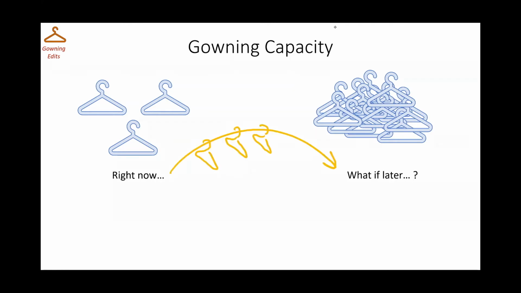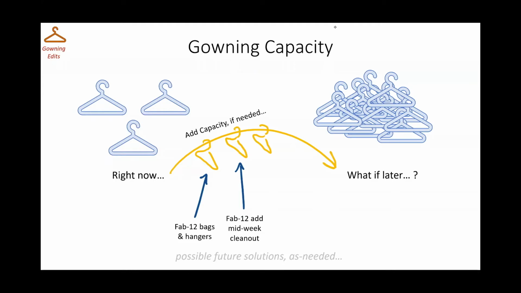In that case, what we can do is add capacity when needed, right? And so possible future solutions as they are needed could involve, and these are just some thoughts, right? Adding hangers and bags in building 12, maybe doing a midweek clean out in TRL and Fab 39, maybe doubling the lockers and using plastic bags. So there's a lot of potential solutions to address this issue. And so we're not super worried about that. We know we can accommodate it when the need arises. We don't want to jump the gun and just do it and cause extra inconvenience, right? That's, of course, true.